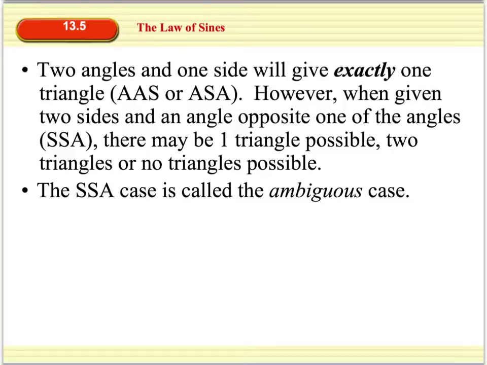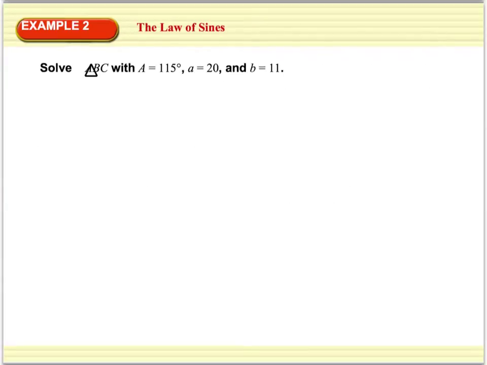So let's look at a couple different scenarios here. Okay, from this triangle, I see that I have an angle and a side and another side. So I have my side-side-angle triangle. So I know that that will produce either one triangle, no triangles, or two triangles. So the first thing I'm going to do is set up my problem. And I see that angle A is 115 degrees, side length A is 20, and side length B is 11.